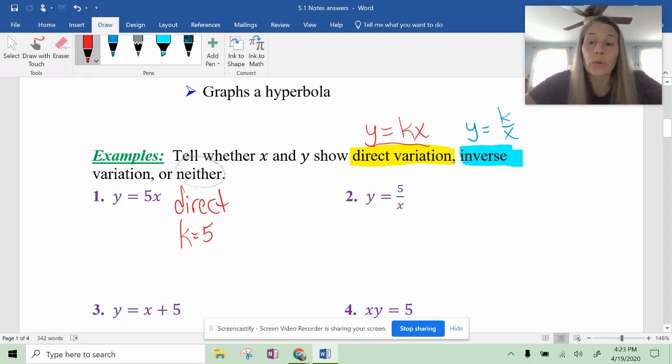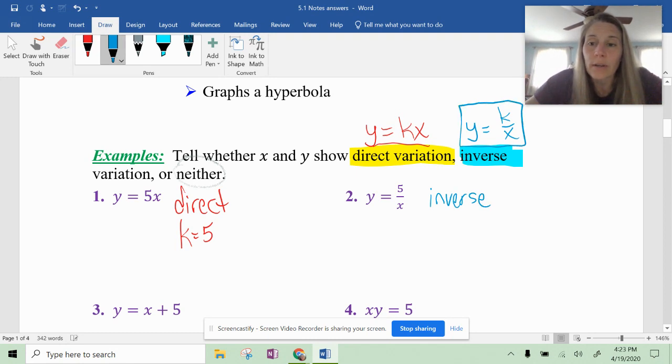For number 2, this is a very straightforward inverse variation problem. You can see that it looks just like the equation that we have here for inverse variation, and the k would be 5 in that situation as well.